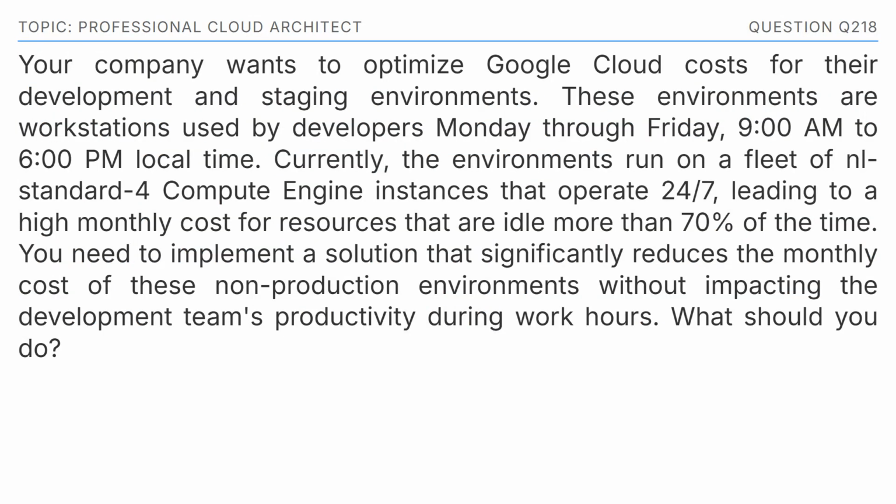Your company wants to optimize Google Cloud costs for their development and staging environments. These environments are workstations used by developers Monday through Friday, 9 a.m. to 6 p.m. local time. Currently, the environments run on a fleet of N1 Standard 4 Compute Engine instances that operate 24/7, leading to a high monthly cost for resources that are idle more than 70% of the time. You need to implement a solution that significantly reduces the monthly cost of these non-production environments without impacting the development team's productivity during work hours. What should you do?